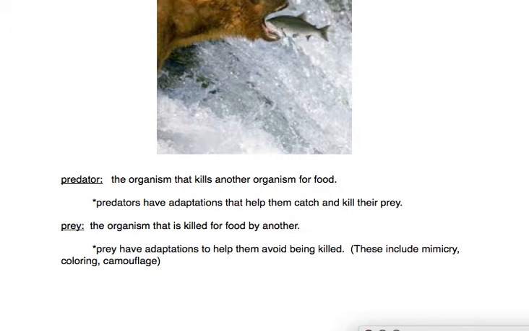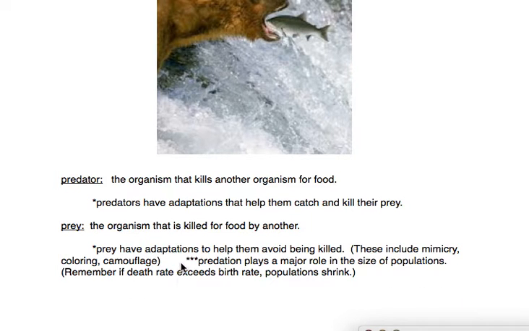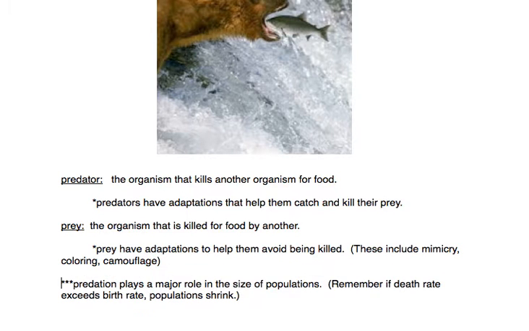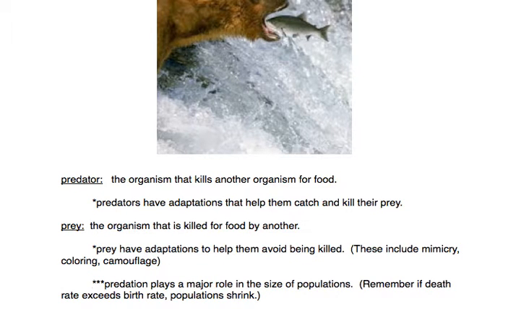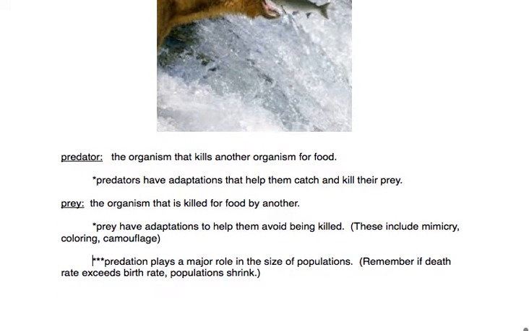It's also important to note that predation plays a major role in the size of populations. Remember, we talked about the two main ways. The main way organisms enter a population is by birth, and the main way they exit the population is by death. And oftentimes that death is because of predators. So predation plays a major role in the size of populations.